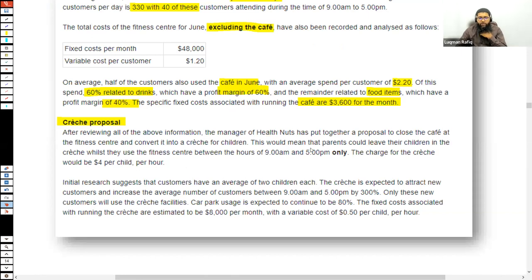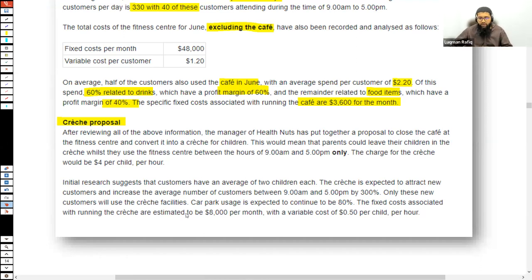The charge for the creche would be $4 per child per hour. Initial research suggests that customers have an average of 2 children each. The creche is expected to attract new customers and increase the average number of customers between 9 a.m. and 5 p.m. by 300%. Only these new customers will use the creche facilities. Car park is expected to continue to be 80%. The fixed cost associated with running the creche would be 8,000 per month with a variable cost of half a dollar per child per hour.